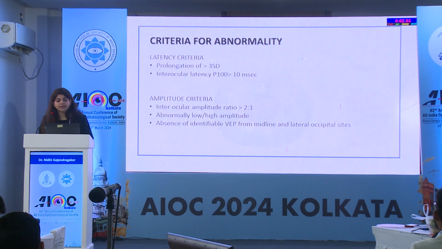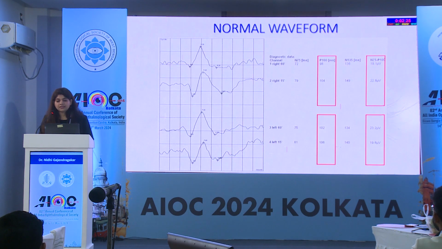Criteria for abnormality: the latency criteria is prolongation of more than 3 standard deviations, or interocular latency of P100 more than 10 milliseconds. In cases of amplitude, we need to see that the interocular amplitude ratio is not more than 2:1, if the amplitude is abnormally low or high, and absence of identifiable VEP from the midline and lateral occipital sites. So this is how a normal waveform will look for the right eye and the left eye.